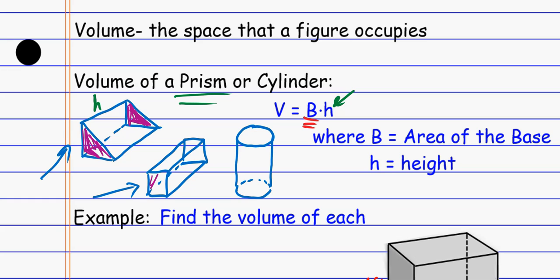Likewise here, the bases would be these squares, these rectangles, because those are the identical shapes, all right? And then the height would be the pieces that connect those. So it would be any one of those lines that connects those two bases, okay? For a cylinder, the base would be these circles, okay? So the identical shapes represent the bases, and the height of this thing is going to be the piece that connects those, okay? So that's the first thing we have to identify, all right?